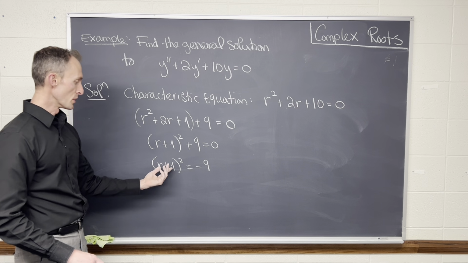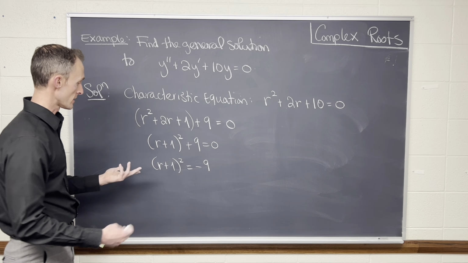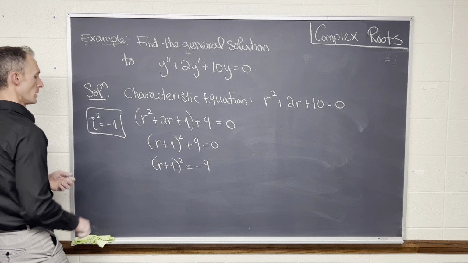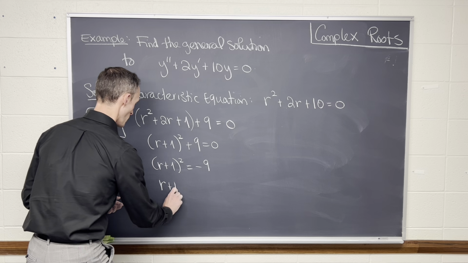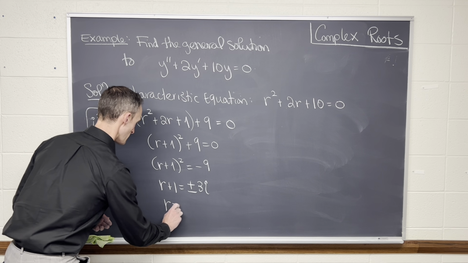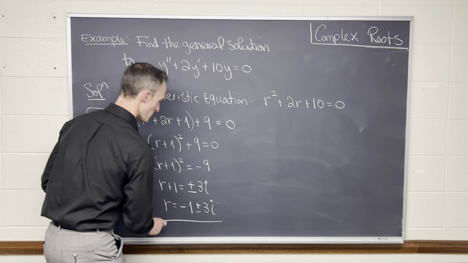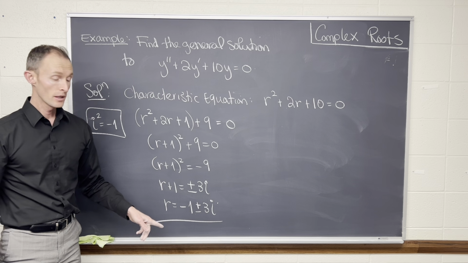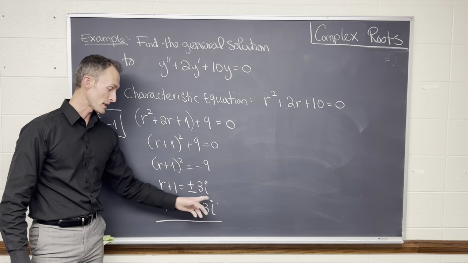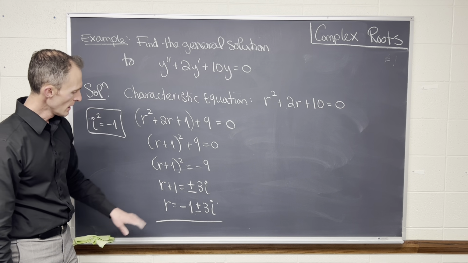Okay? What are the roots of that? The roots of that are 3i and minus 3i, where i is the imaginary unit, so i squared is minus 1. So this is telling me r plus 1 is going to be plus or minus 3i, which tells me that r is equal to minus 1 plus or minus 3i. So those are my roots. Now notice that they are distinct, and they are complex conjugates of one another, meaning that one is negative 1 plus something, the other one's negative 1 minus that same something. Okay? So those are my roots.